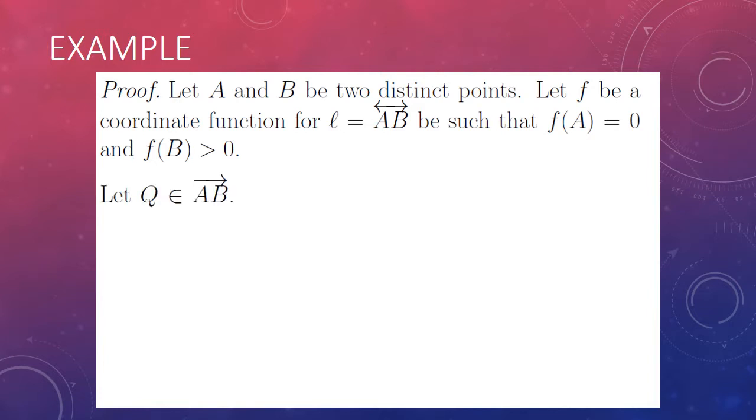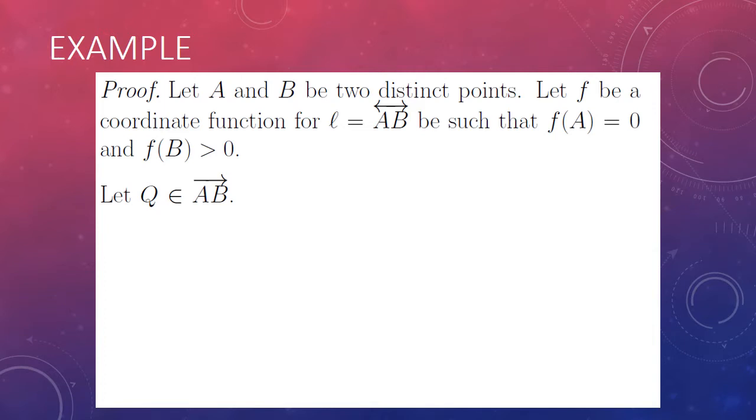Now we're ready to show containment both ways. Remember, we want to show that the ray AB is equal to the set of all points P that F maps to non-negative numbers. And that our goal in doing that was to show that the ray AB is a subset of that set and vice versa. What we're going to do here is actually go ahead and do that proof.